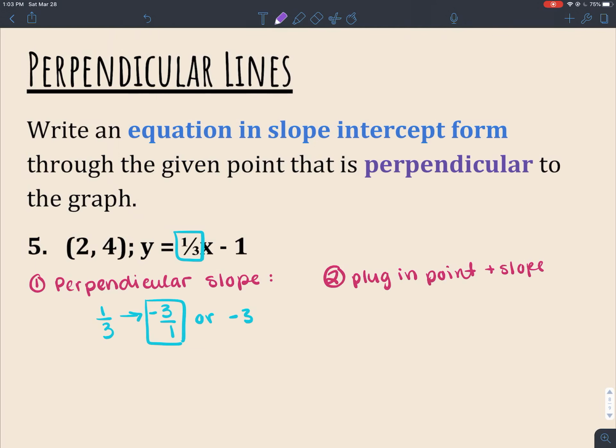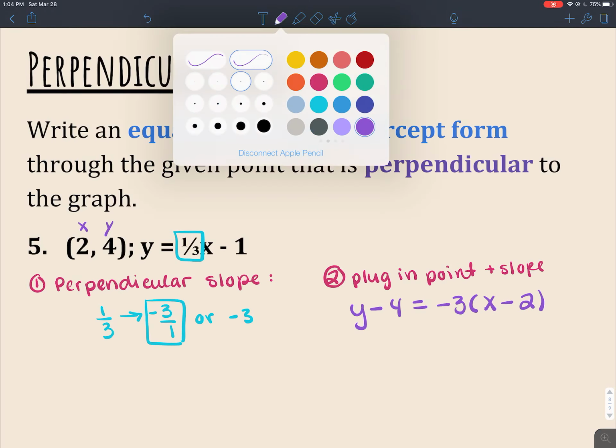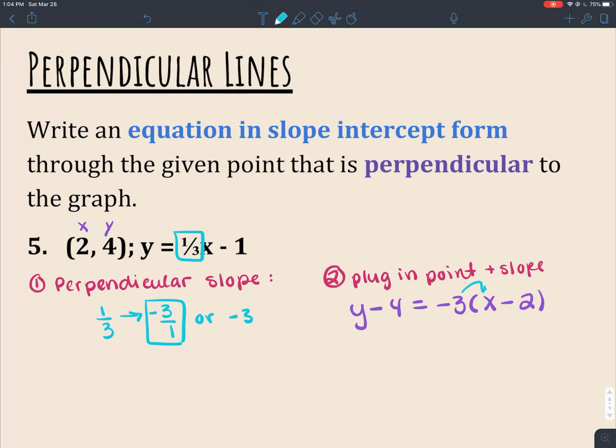So I'm going to have y minus 4, remember this is my y value, this is my x, is equal to -3 times x minus 2. We are going to distribute. So y minus 4 comes down, that doesn't change. -3 times x equals -3x. -3 times -2 is a +6.